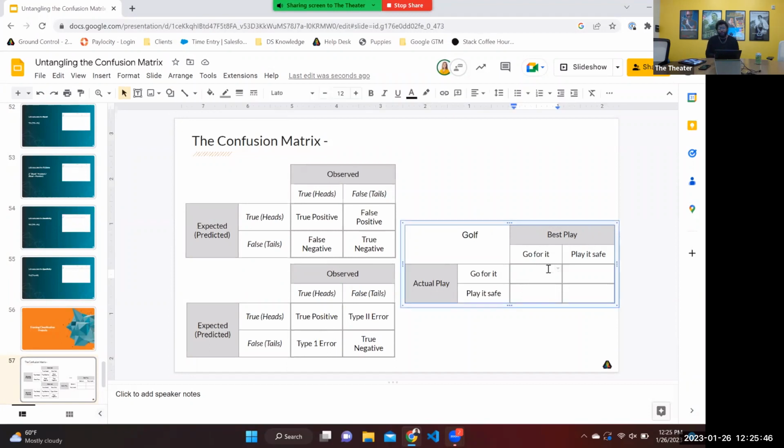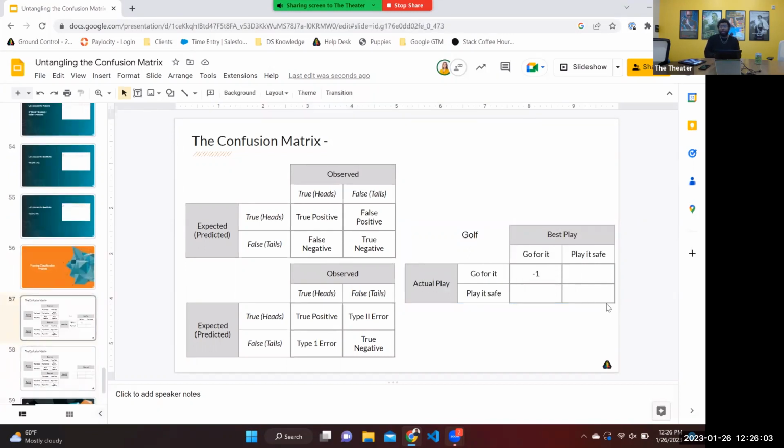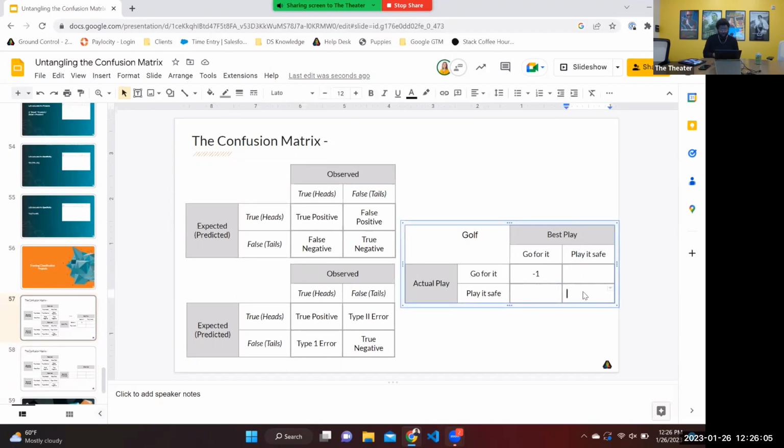When we go for it and we should have gone for it, we can safely say we would have birdied that hole. So -1. If you're not familiar with golf, low score wins, so -1 is pretty good. If we decide to play it safe, and that was the correct play, that's all right. We'll just par the hole, and a 0 is still good to put on the scorecard. Those are our true outcomes, true positive and true negative. And so that's fine.